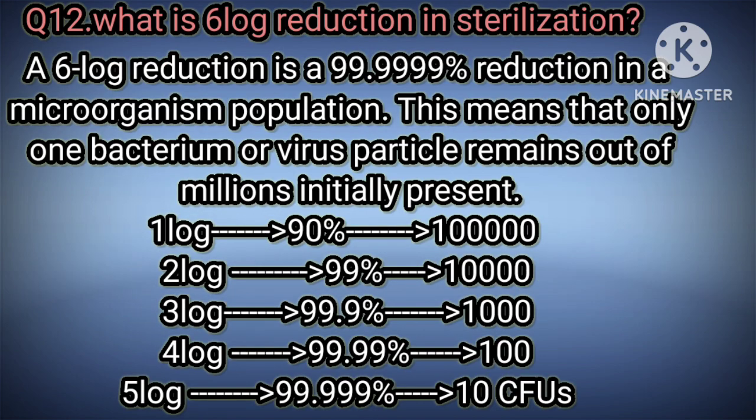What is 6-log reduction in sterilization? A 6-log reduction is 99.9999% reduction in a microorganism population. This means that only one bacterium or virus particle remains out of 1 million initially present. 1 log means 90%, 2 log means 99%, 3 log means 99.9%, 4 log means 99.99%, 5 log means 99.999%. That means 10 CFUs will be present. 6 log reduction means only 1 CFU present after sterilization.